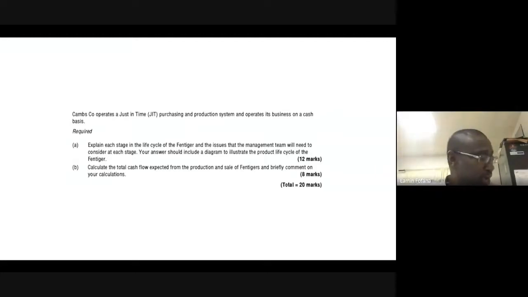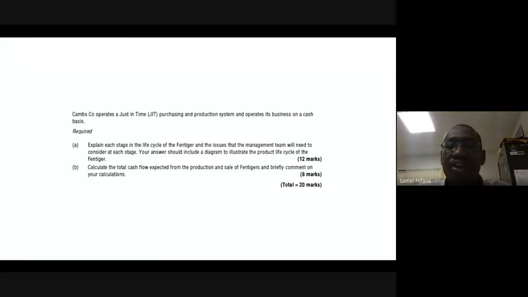Then the second part of the question is about calculating the expected life cost of this Fentiga. So we're going to calculate all the costs relating to this Fentiga from development stage to decline stage. That's the second part we're going to do. So let's discuss the first part. I'm going to give you the model answer for that.